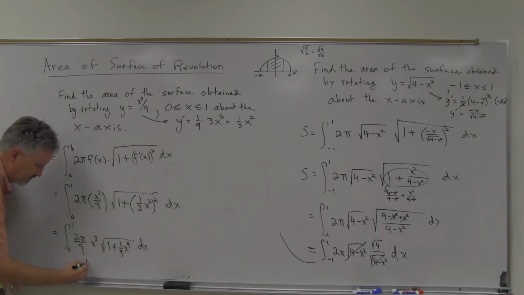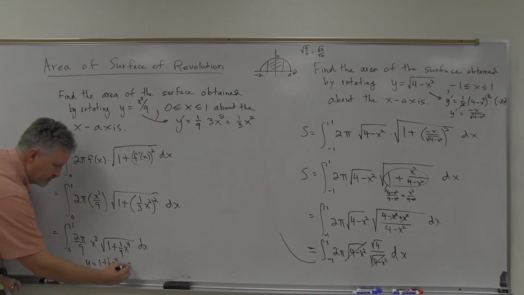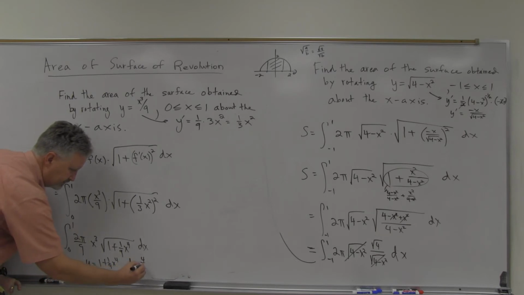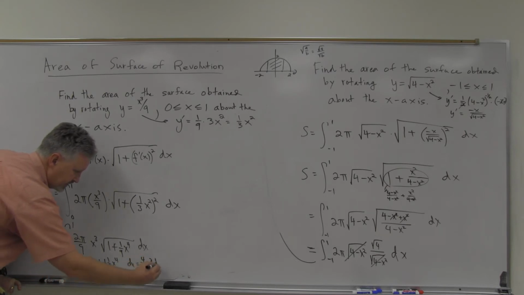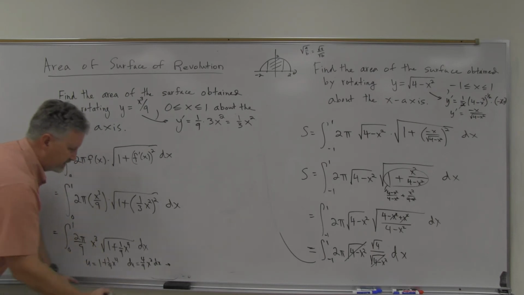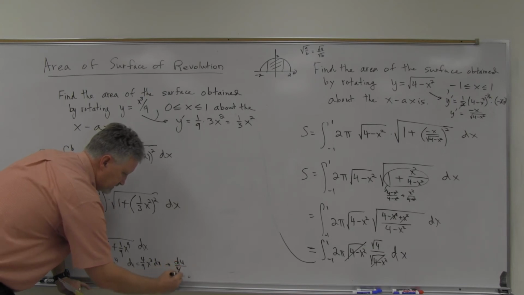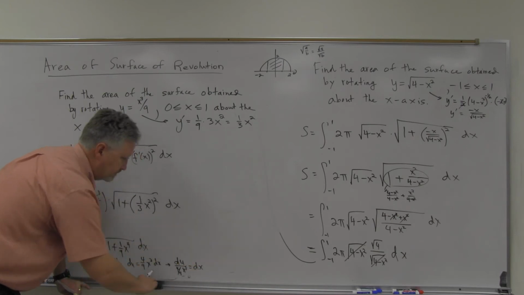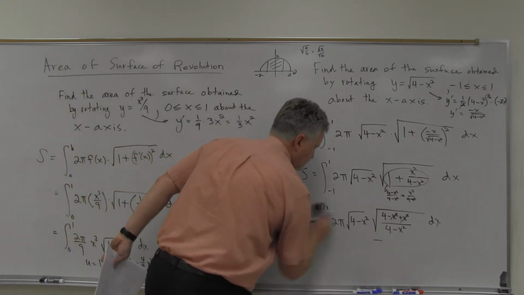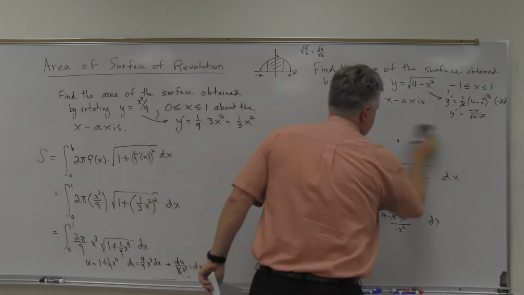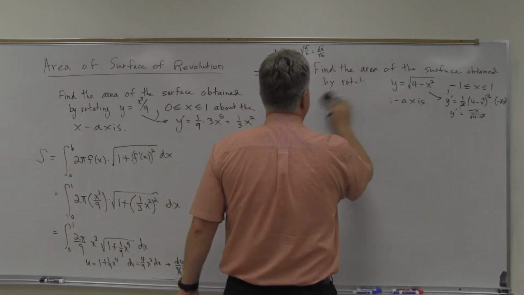Use the stuff under the square root, 1 plus 1/9 x to the 4th, which makes du, the derivative of that, be 4/9 x cubed dx, which means dx would be, divide by 4/9, so du over 4/9 x cubed is my dx. Yeah, that's going to work out really, really nicely.